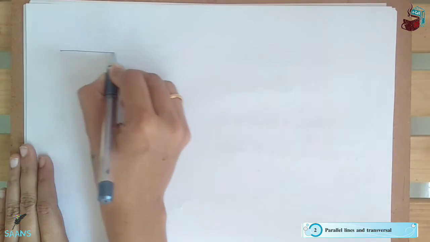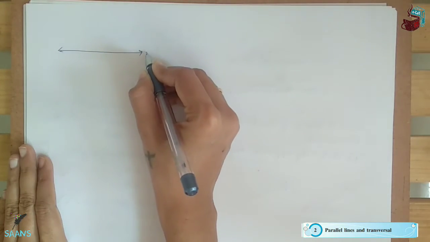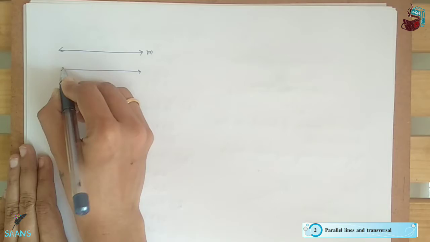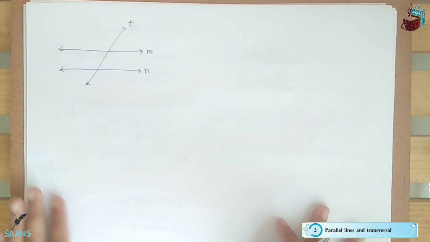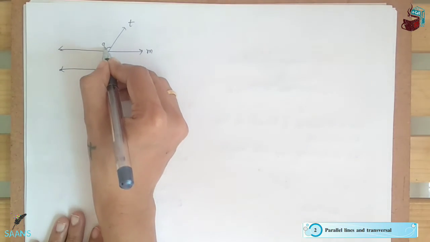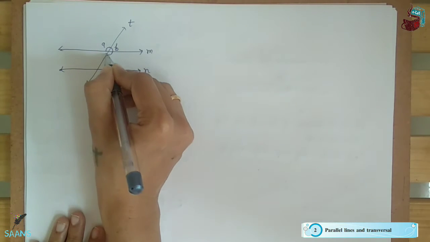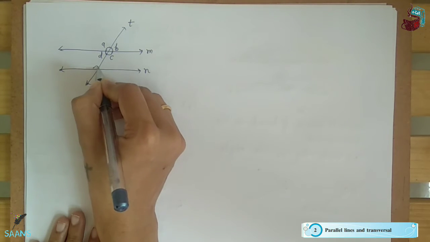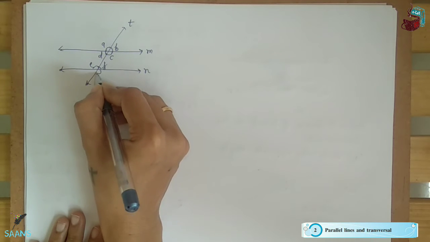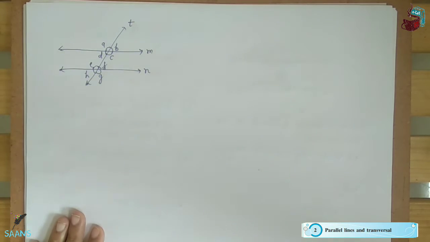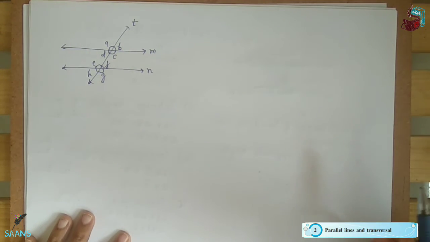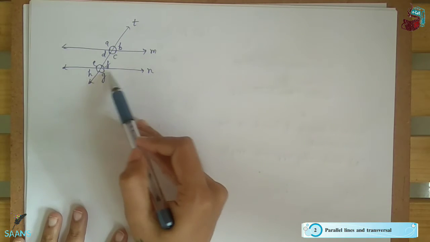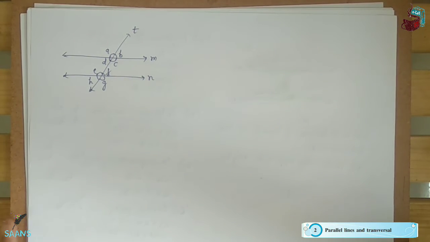Okay? So suppose this is your line M. This is your line N, and this is your transversal T. Now, suppose this is your A, B, C, D, E, F, G, H. This is another figure. But see, there can be many ways of naming angles. When I did the numbering before, now I am doing it with ABCD so that we become a little familiar. Okay.